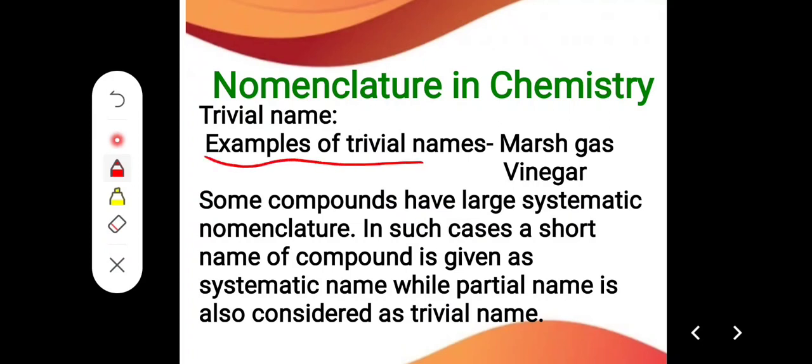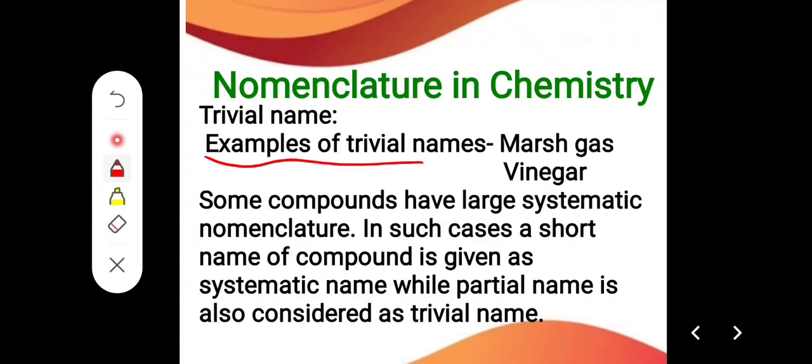Example of trivial names. Trivial name means, in most cases, the common name we know for some gases and materials. That should be marsh gas, that should be vinegar. Some compounds have a large systematic nomenclature. In such cases, a short name of the compound is given instead of the systematic name for simplicity, while this partial name is considered a trivial name. That is called a trivial name.